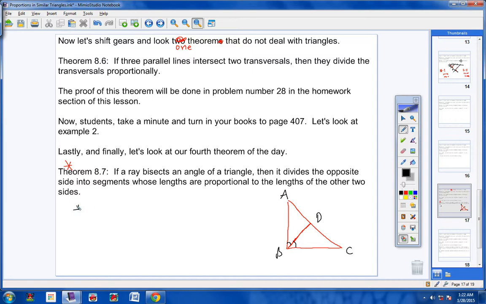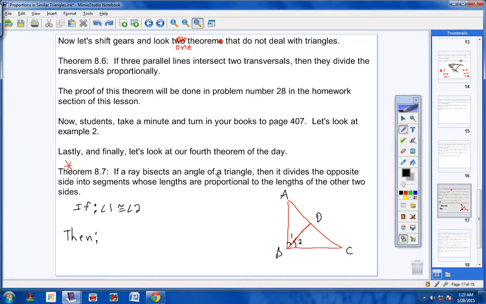Now, here's what we got. I'm going to do this differently. I'm going to call this angle 1 and angle 2. Okay, students, if angle 1 is congruent to angle 2, that's all I gotta put. Now think about that for a second, students. If angle 1 is congruent to angle 2, then I know that BD is what? An angle bisector, and that's what the theorem says.